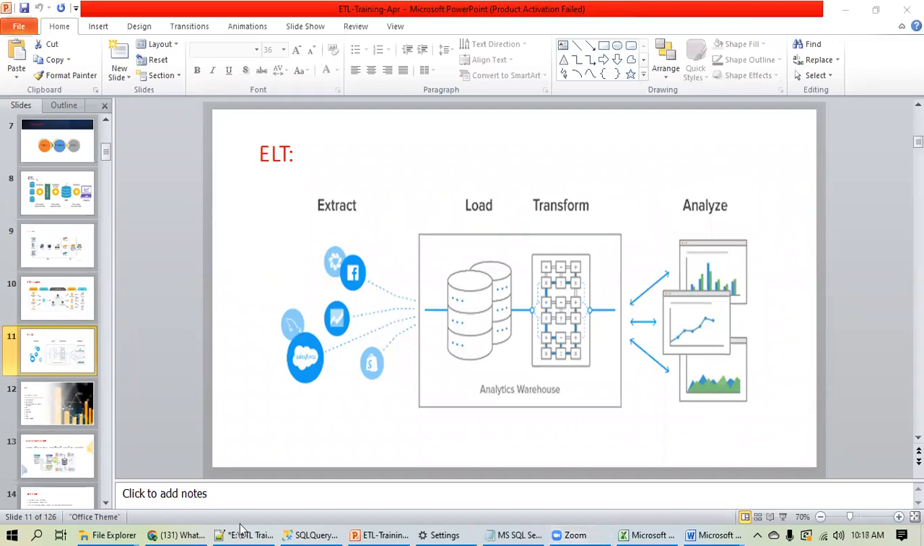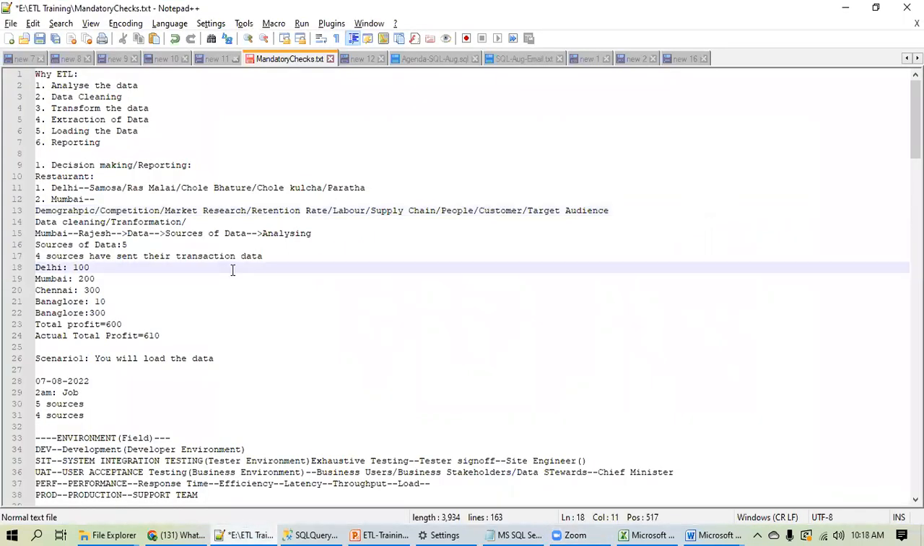So last week we discussed the basics of ETL. I was just trying to make you understand why we need ETL. Okay, it is very important. You should know first of all why ETL, and then what the different layers are in any ETL project.